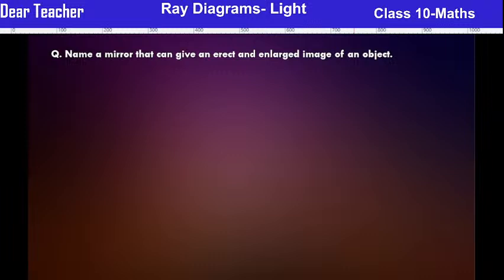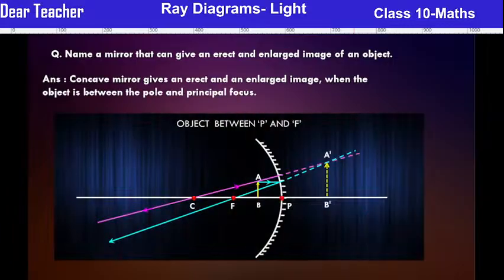Name a mirror that can give an erect and enlarged image of an object. Answer: a concave mirror gives an erect and enlarged image when the object is between the pole and the focus.